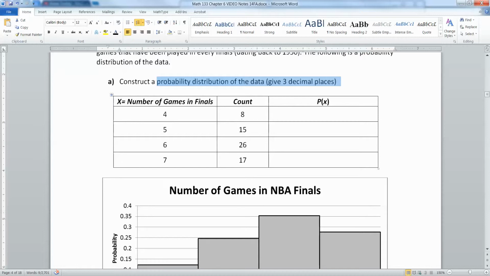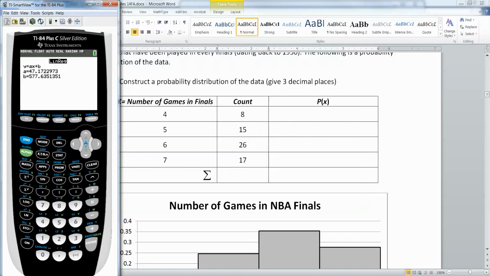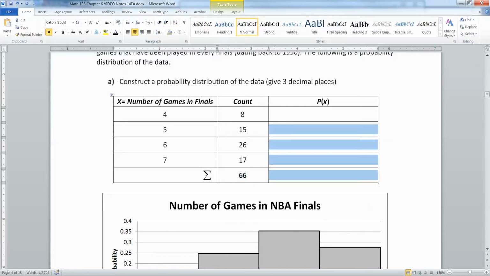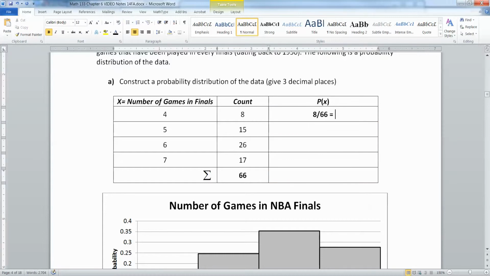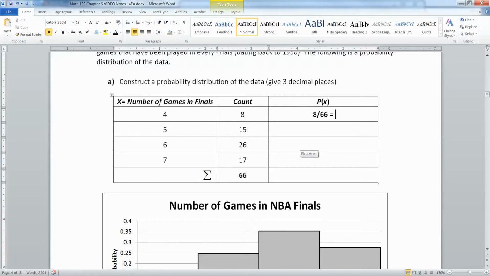So let me remind you of the total. I'm going to throw that in down here real quick. Now, if you recall in chapter 5, we learned how to do this. You take 8 plus 15 plus 26 plus 17 and get your grand total of 66. Then to find your probabilities, you're going to divide. So you'll take 8 divided by 66, and that would be a certain value. Let me find it. 8 divided by 66, enter. 0.121.